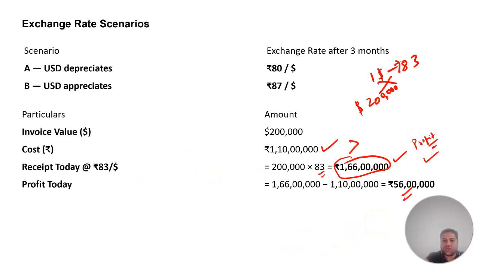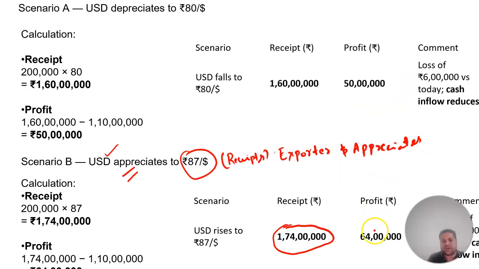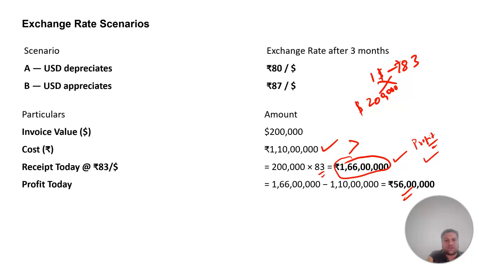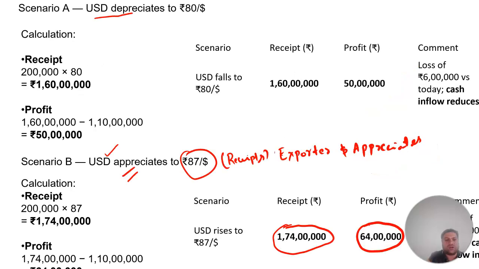And the profit, if you see, here he is making 56 lakh, and here he is making 64 lakh. In the same way, let's say the US dollar depreciates. So in this spot, let's say the current market rate is 83 rupees, and if that is going to reduce to 80, then the Indian company is going to receive 80 rupees per dollar instead of 83. So in this case, the exporter will be in loss. Here the exporter will be in profit. This is very important.